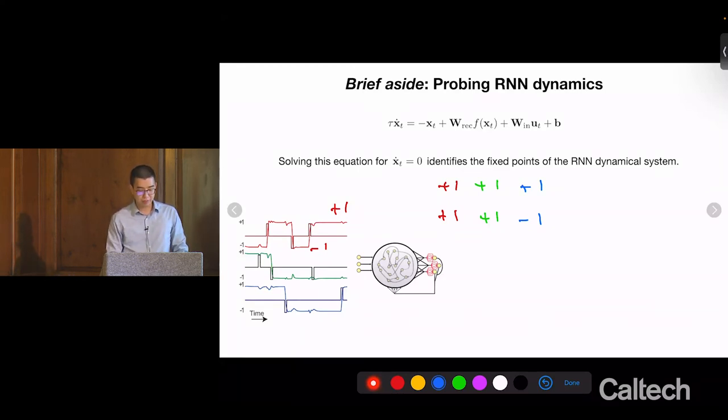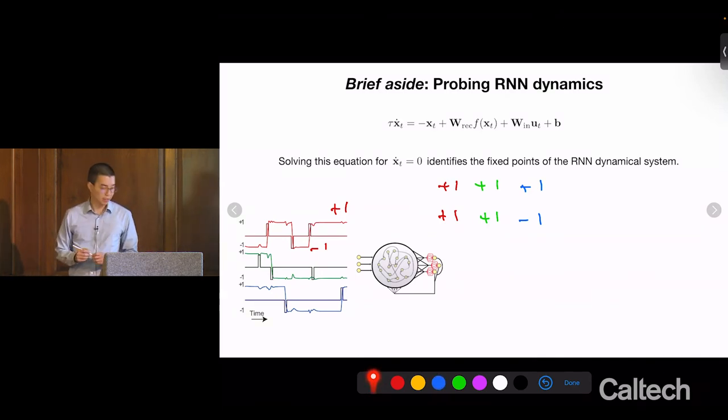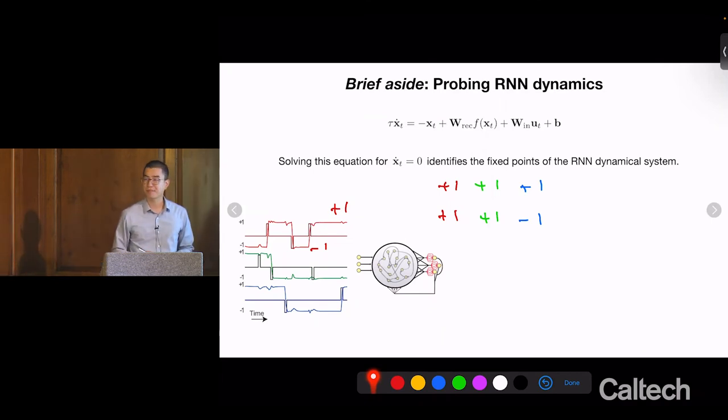The question is, are these outcomes supervised? Do you mean when we train it? Yes, they're supervised. So we train it with supervised learning, where we give a sequence of inputs and we tell it what the correct outputs should be. Exactly. Any other questions?